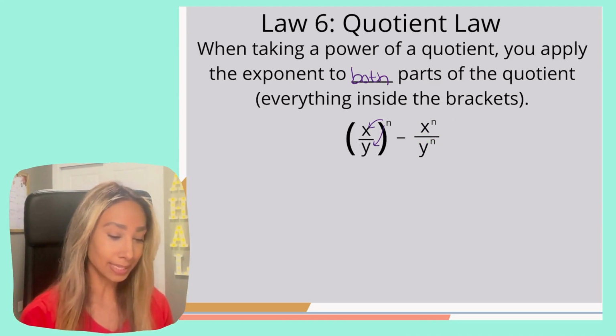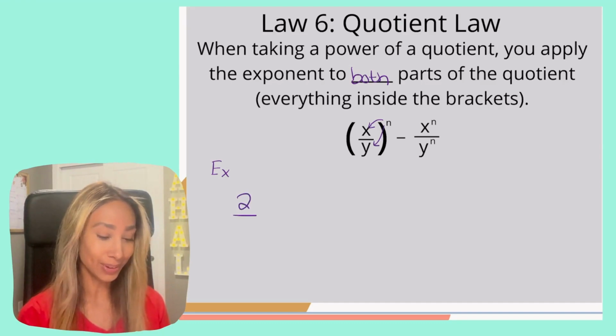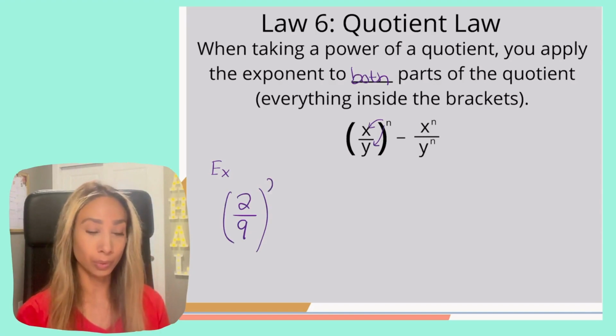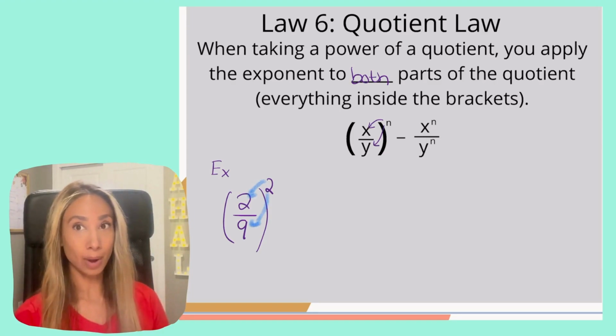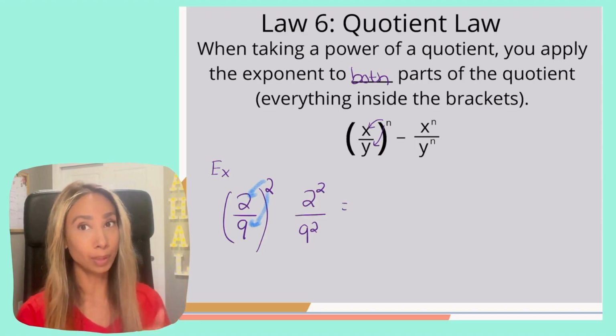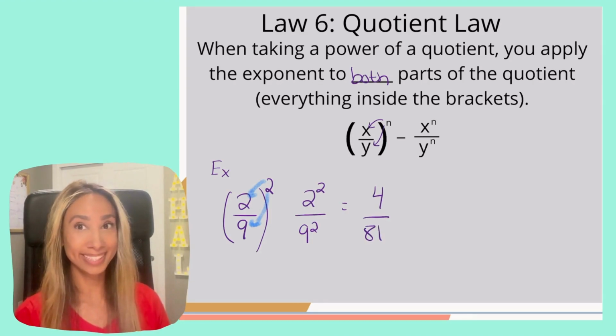So as an example here, I'm going to say we've got 2 over 9, and everything is raised to the power of 2. Again, that means everything inside that bracket is going to get squared. So that's going to leave us with 2 to the power of 2 and 9 to the power of 2. We can then go ahead and evaluate both top and bottom. That's going to give us 4 for the top and 81 for the bottom, and that's going to be our answer for that one.